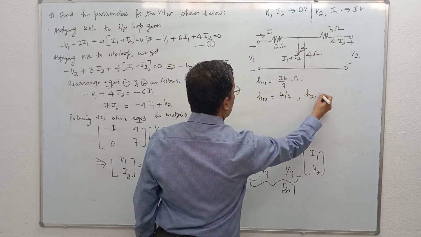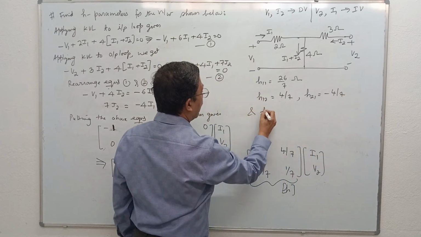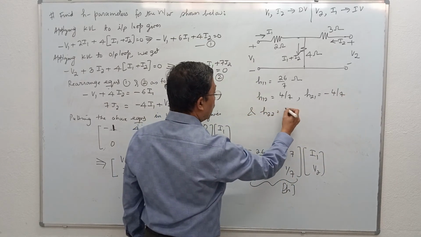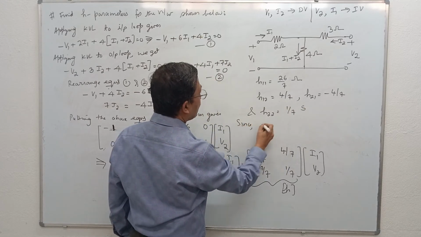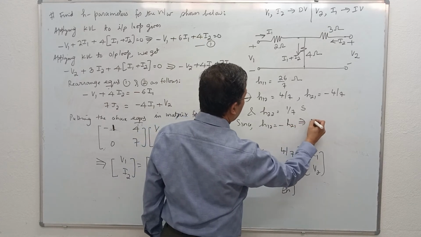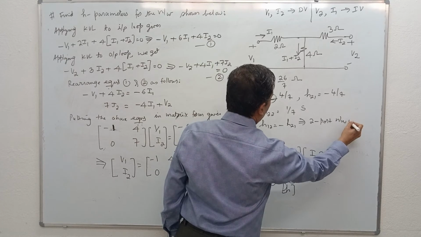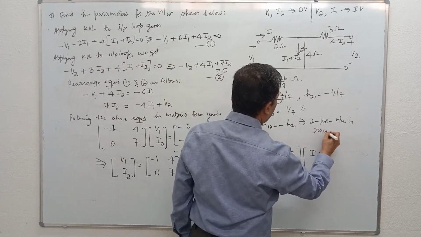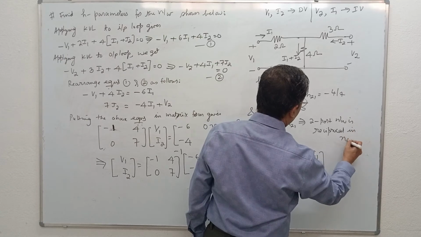What is H21? Minus 4 by 7, dimensionless. And finally, what is H22? It is 1 by 7. Unit is Siemens. Since H12 is equal to minus H21, the two-port network is reciprocal in nature.